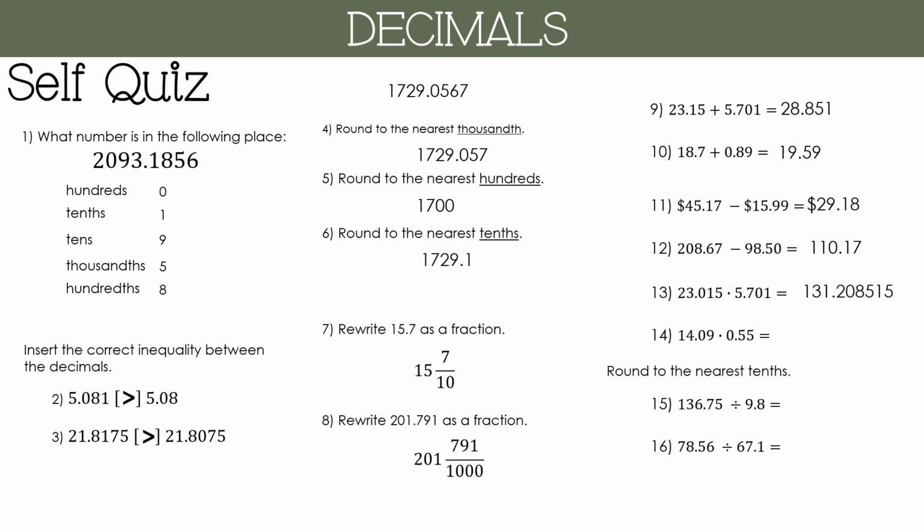Number 13, 131.208515. Number 14, 7.7495. For number 15 and 16, I ask you to round to the nearest tenths. So when you get your answer, you were to round to the nearest tenths, just like we had been doing. Did you get 14.0 for 15? And then for 16, 1.2. Great!